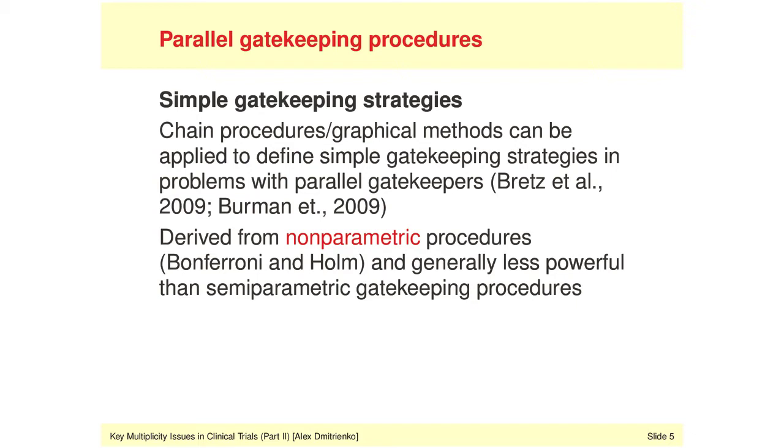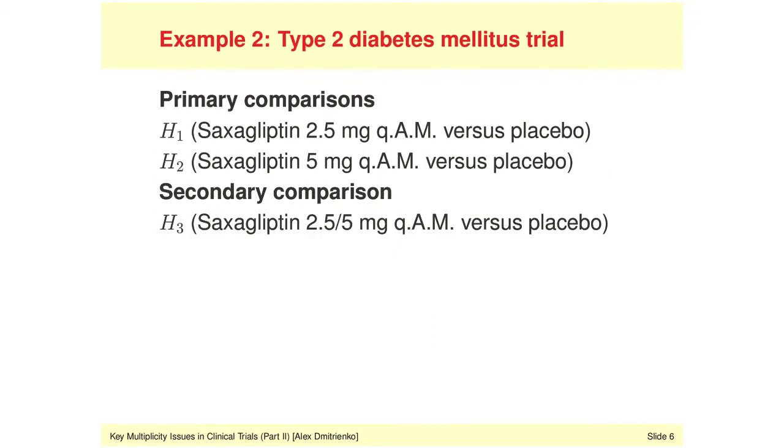In this section, we will focus on logical restrictions that are consistent with parallel gatekeeping conditions. As far as distributional assumptions are concerned, we will discuss procedures that are derived from nonparametric tests, such as the Bonferroni or the Holm test. And we know that this is not the most efficient approach to multiplicity correction, because nonparametric procedures are generally less powerful than, say, semiparametric procedures. But this class of simple gatekeeping procedures will help us set the stage for a discussion of semiparametric strategies in section C2. Now, after this long introduction, let's take a look at example 2.